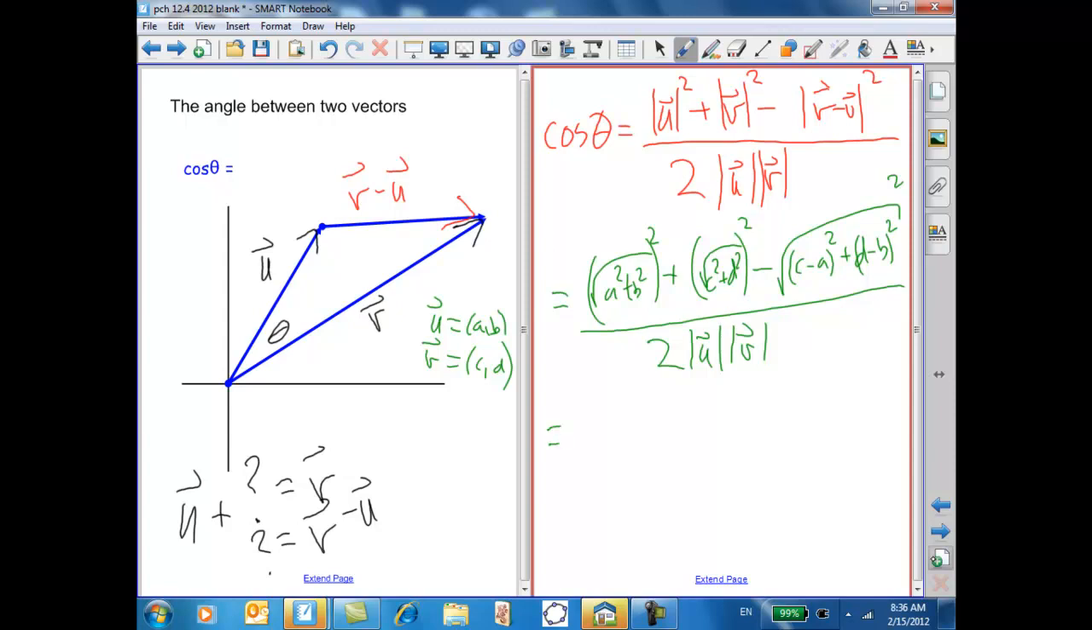So we get a squared plus b squared plus c squared plus d squared minus, can we do this all at once here? Expand the binomial and then subtract everything. So minus c squared, and then you get your minus 2ac, but it's going to be plus 2ac, right? And then plus a squared, but it's going to be minus because we're subtracting the whole thing. Plus d squared, minus d squared, plus 2bd, minus b squared.